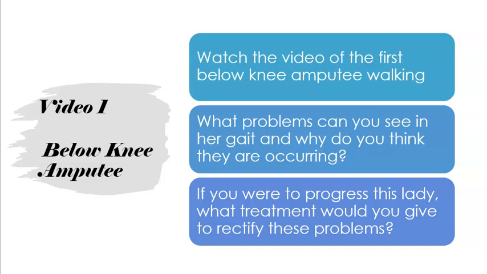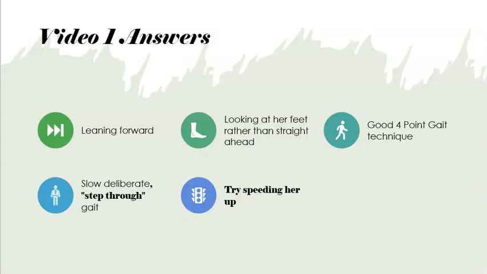Okay, hopefully you've watched the video now, and we're going to go on to the answers. So you can see that the physio tells her off for leaning forward excessively and looking down at her feet, and the physio counters that by making her look in the mirror. That way she's got that visual feedback. She's quite a tall lady, so she might be leaning forwards anyway and looking down because most people are smaller than her, so we've got to think about that too. She's got a really good 4-point gait technique, but she is moving a bit slowly. She's got a very deliberate step through gait.